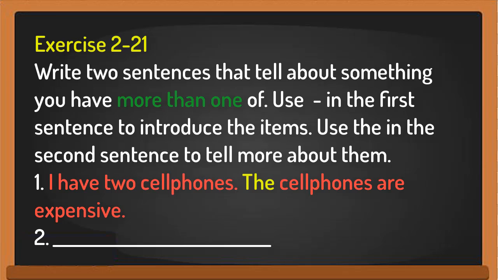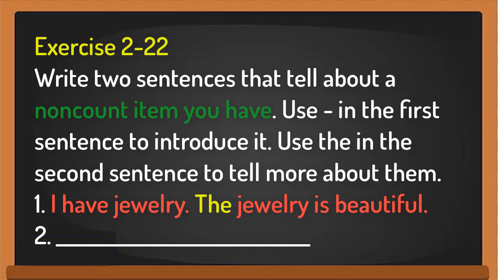And then exercise 221, write 2 sentences that tell about something you have more than one. Use no article in the first sentence to introduce the items, and then use the in the second sentence to tell more about them. It's the same as 220, but 221 is about plural. For example, here I have 2 cell phones. This is plural, more than one, 2 cell phones. I have 2 cell phones. No article whatsoever before the cell phones. And then to explain it, you use the cell phones are expensive. So the cell phones, which one? The ones that I have that are expensive. Okay, now go to exercise 222.